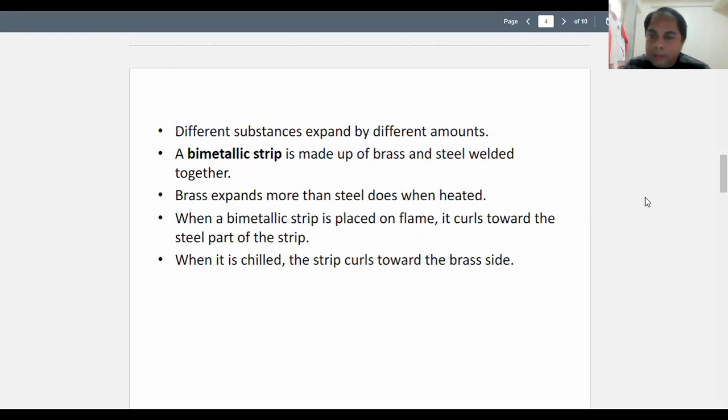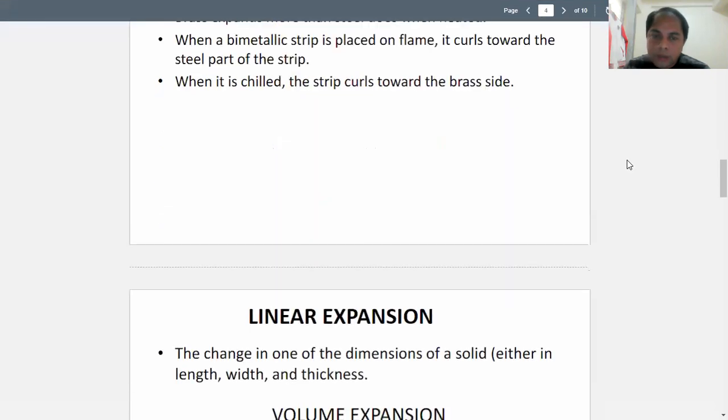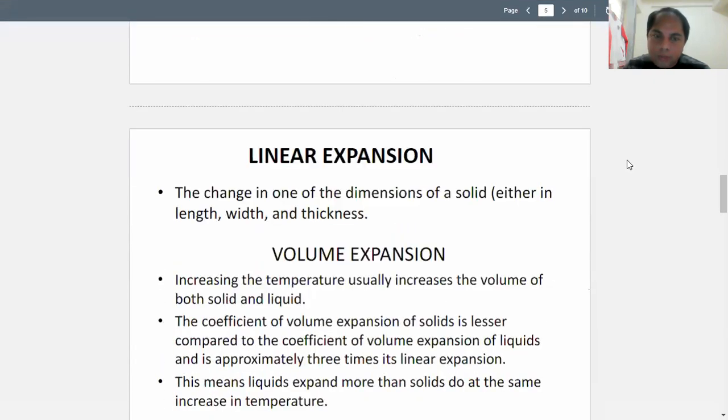So again, some applications of that bimetallic strip are used as a switch. Now, materials will not only expand in length. We call it linear expansion, but it can also expand in all sorts of directions. So literally, it can expand in its area. And if it's a three-dimensional object like a box, if it expands in all directions, then we can notice that it will have a volume expansion.